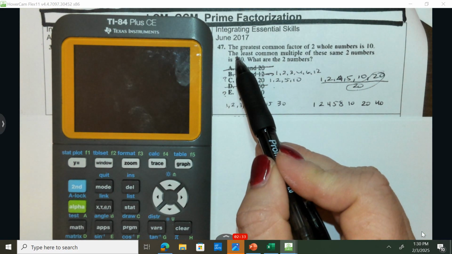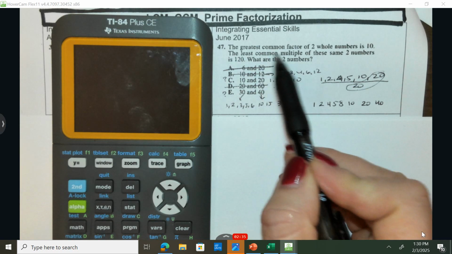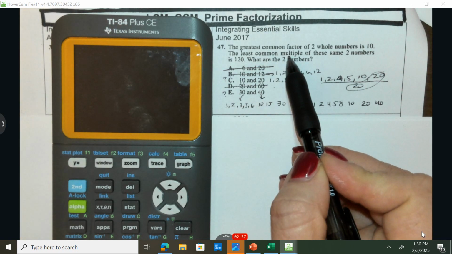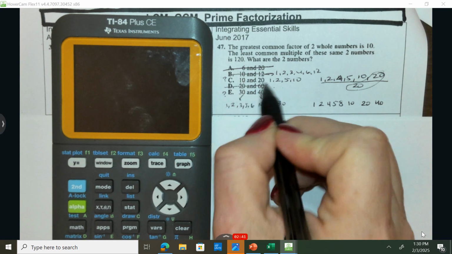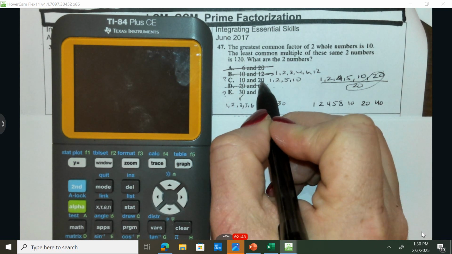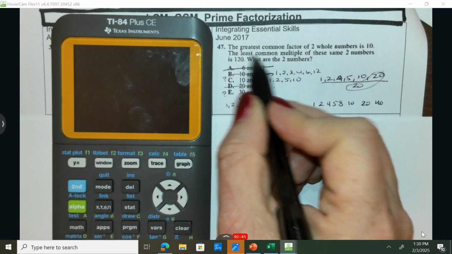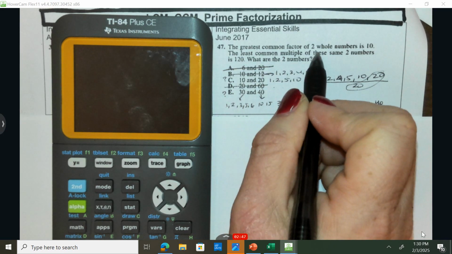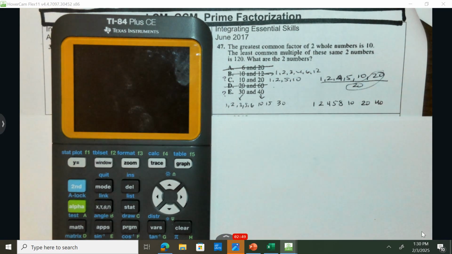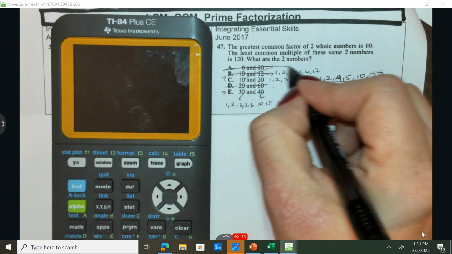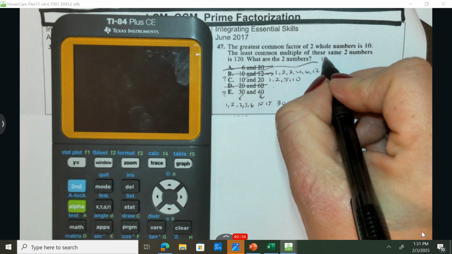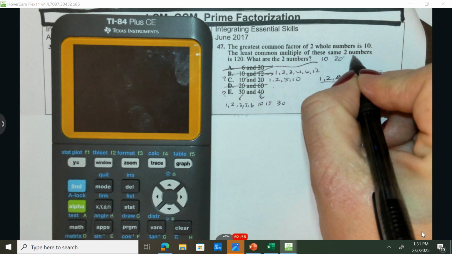Now, let's go on to the next criteria. The least common multiple. So multiples would be 10, 20, 30, 40. Multiples here would be 20, 40, 60, 80. So the smallest multiple they have in common would be 120. Well, I'm able to eliminate C, making E the correct answer, by simply thinking of multiples of 10: 10, 20, 30, 40.